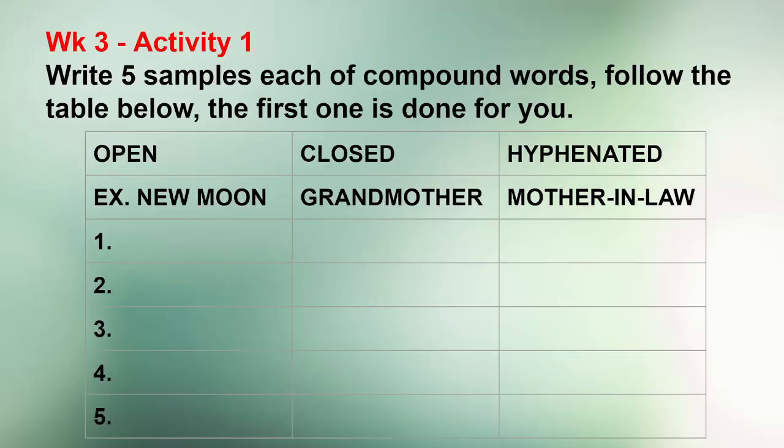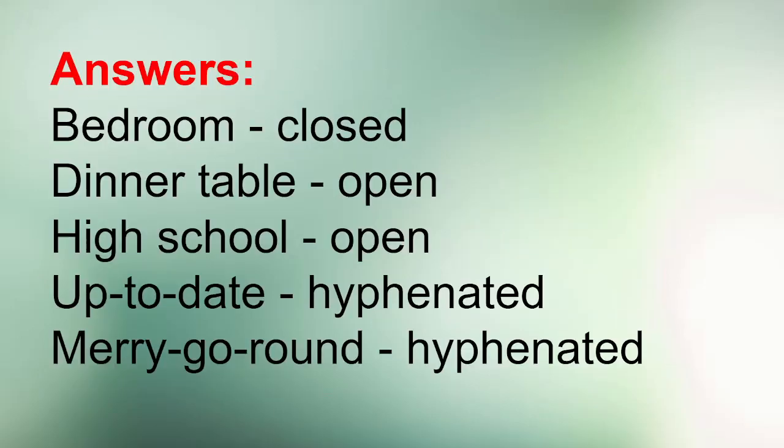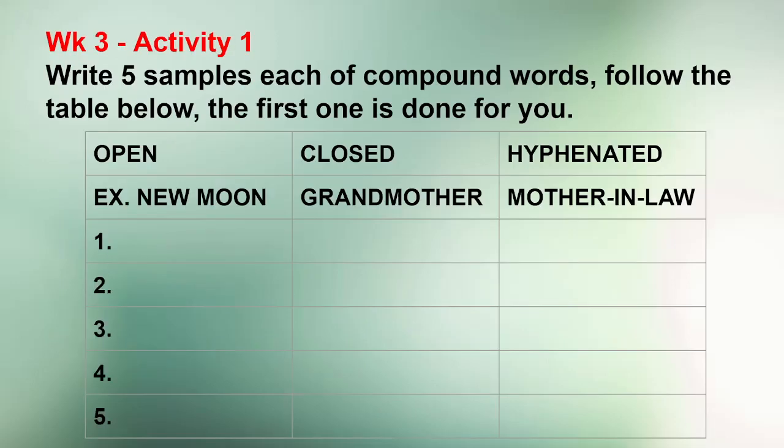Okay, so here the answers are. The first one we have bedroom. Bedroom is a closed compound. The next one is dinner table. There's a space between them, so it's an open compound. High school, space again, open compound. Up to date, there are hyphens in there, so it is a hyphenated compound. And the last one, merry-go-round, there are hyphens again, so this is a hyphenated compound.